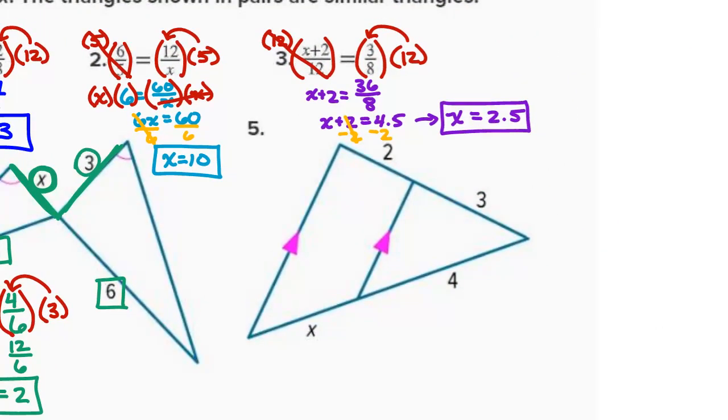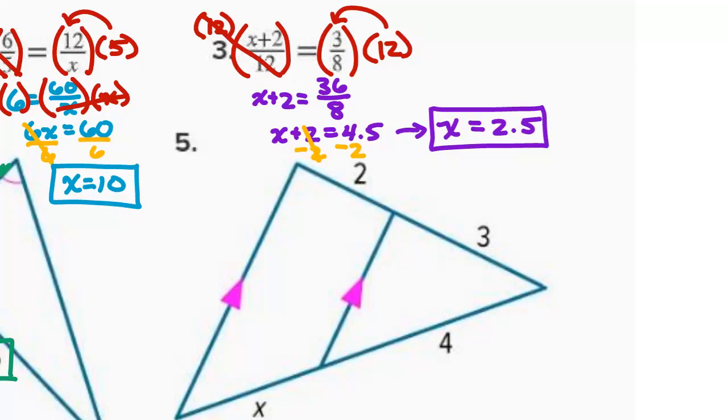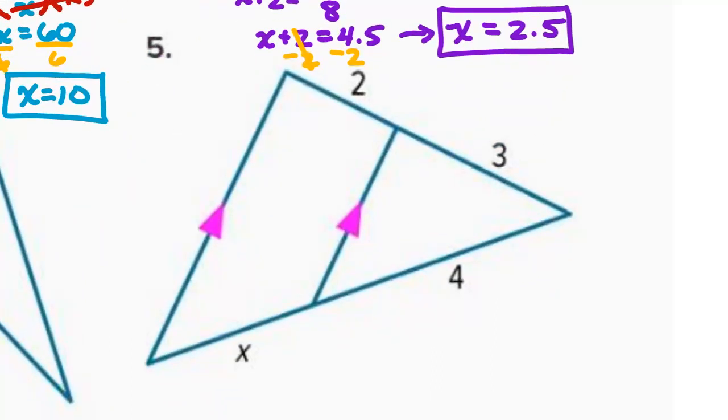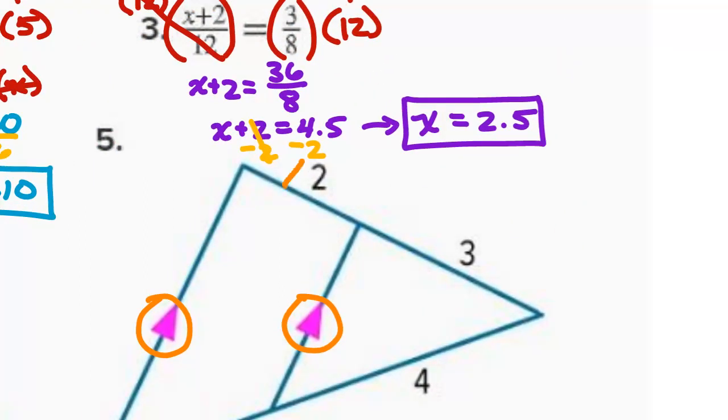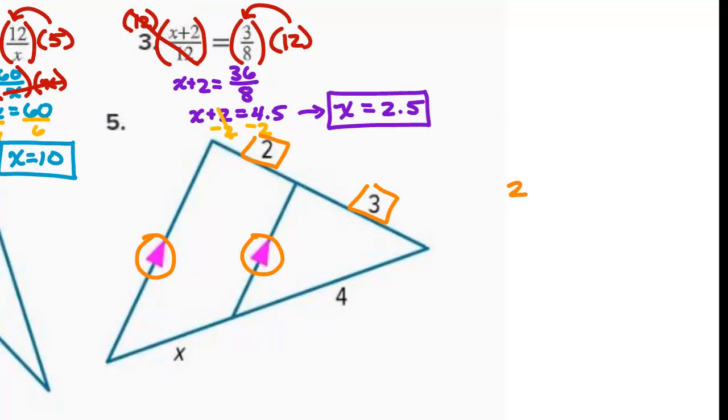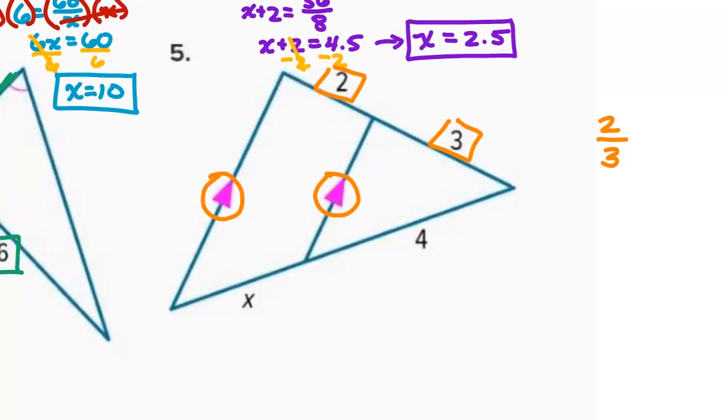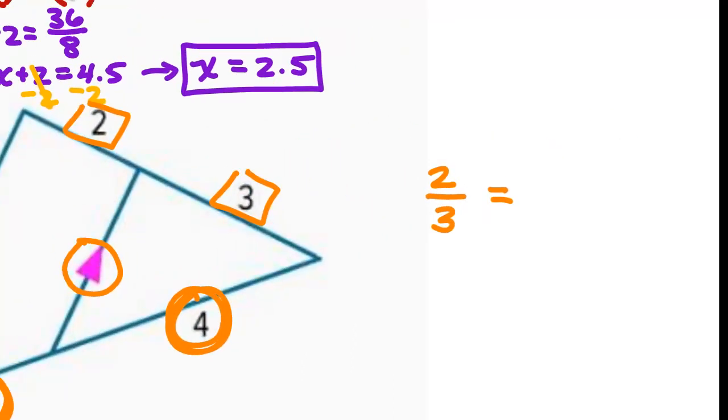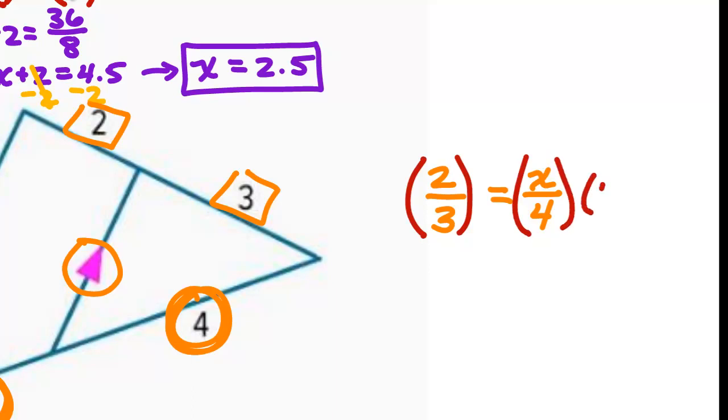Last one now, number 5. One of the ways that you can go about setting this one up, and you can only do this because of these parallel lines here. We can make a fraction with these two numbers that are on the same side of the triangle. So I can set up a fraction that's 2 over 3. And then the other fraction would contain the other side of the triangle, the x and the 4. So then to solve this one for x, we would multiply both sides by 4.